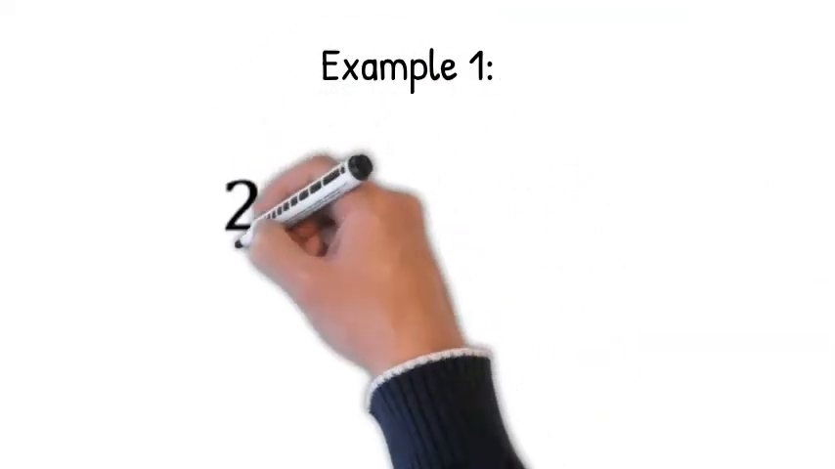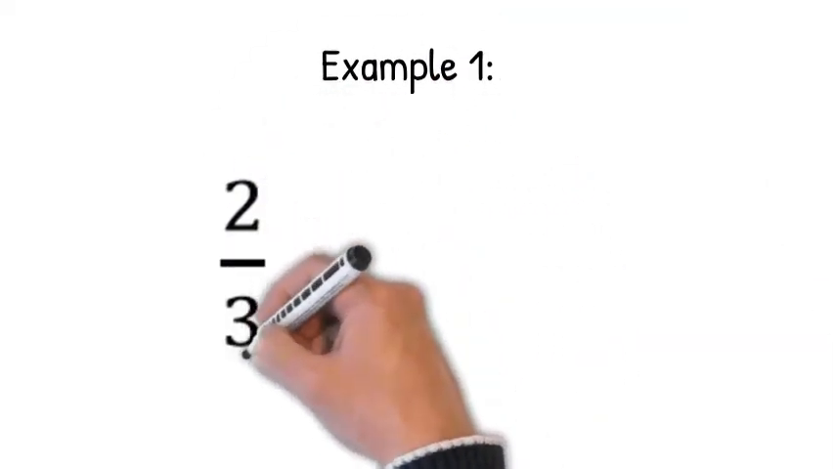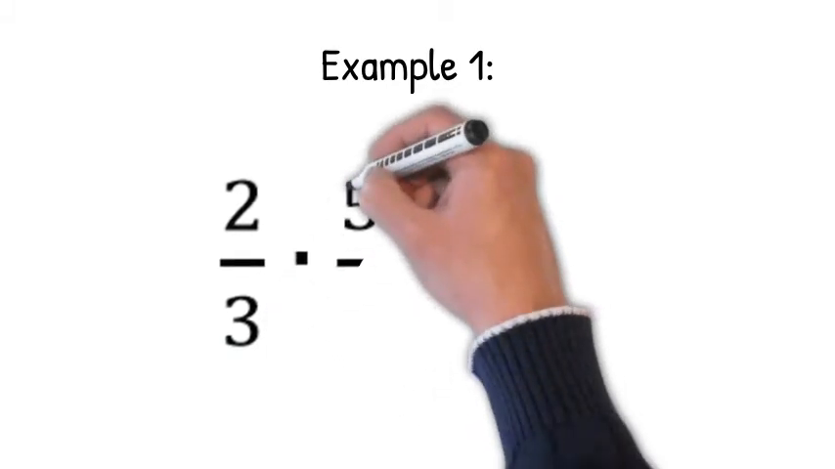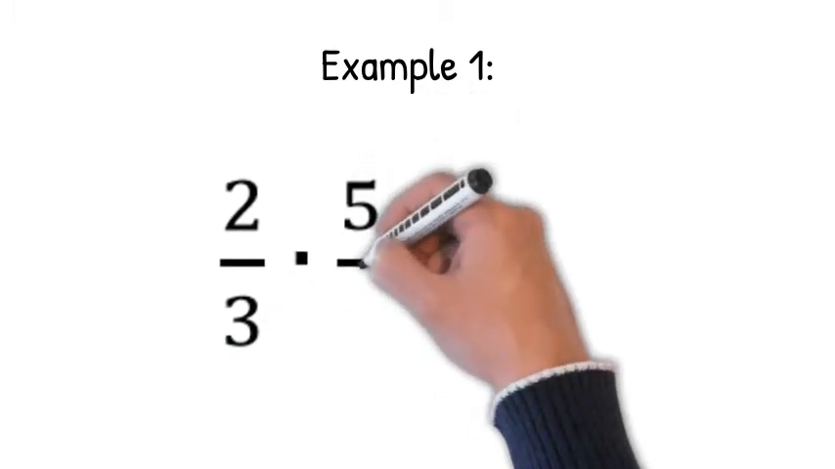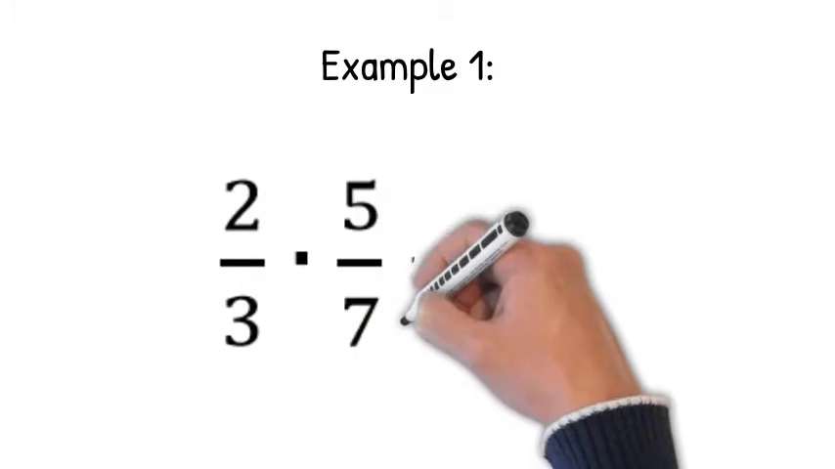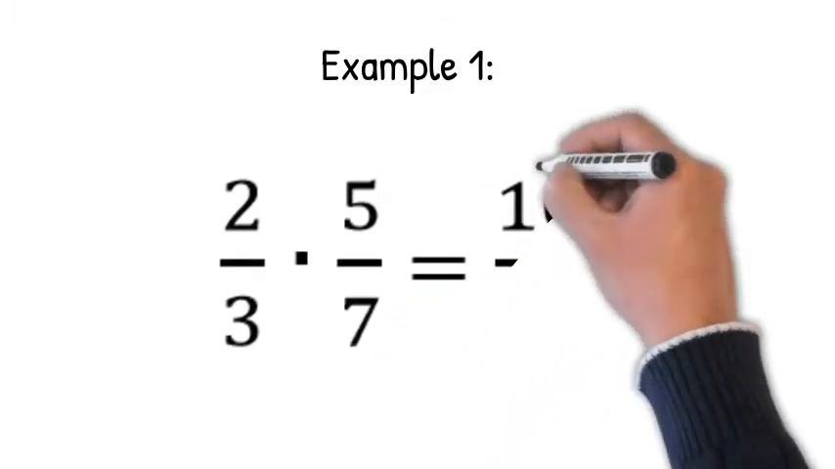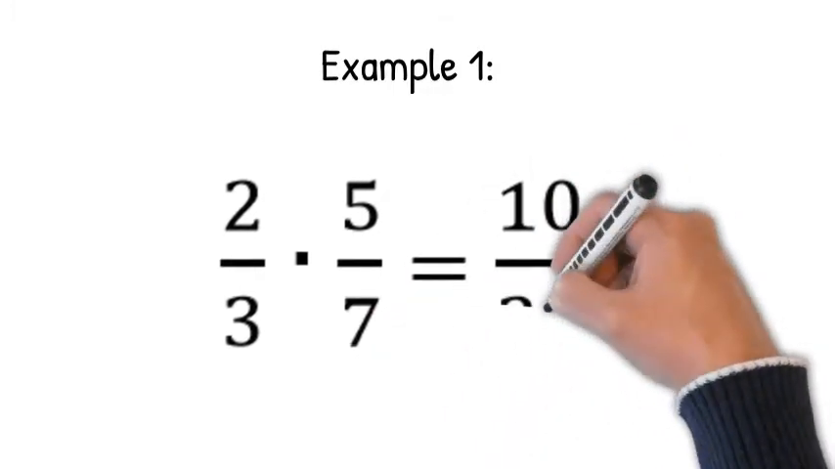For instance, 2/3 times 5/7. Just multiply the numerators. 2 times 5 is equal to 10, divided by 3 times 7 is equal to 21. So the final answer is 10/21.